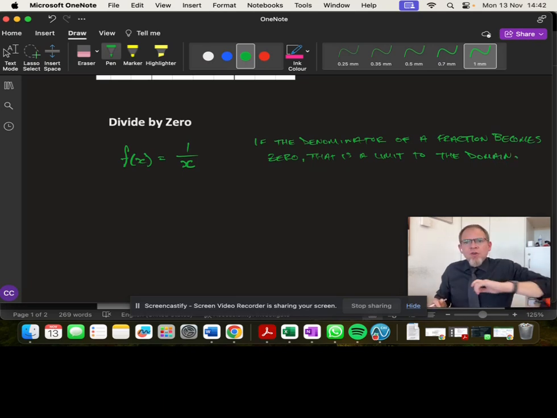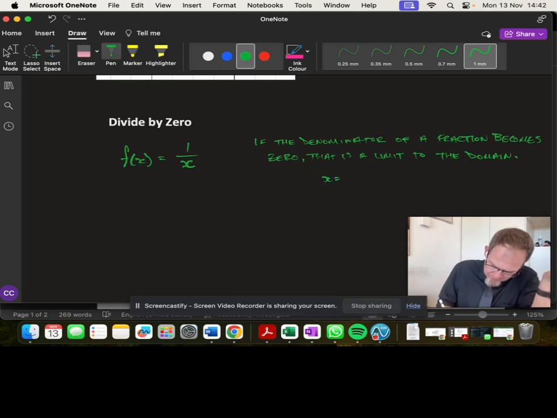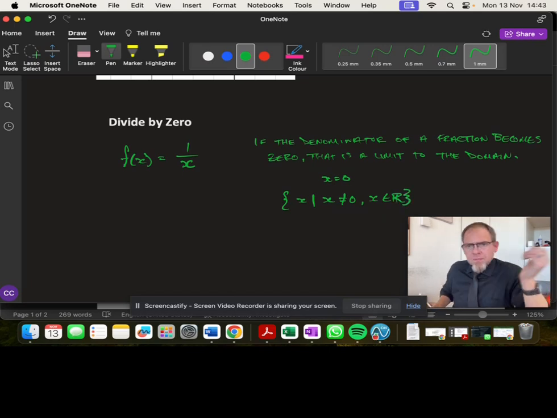So in general, the way that we find it is we just set the denominator equal to zero and then solve for x. So in this case, if I set x equals zero, then the rule is x can't be 0, so my domain becomes x such that x is not allowed to be 0, but x is definitely a real number. Okay? That's pretty basic, pretty straightforward.